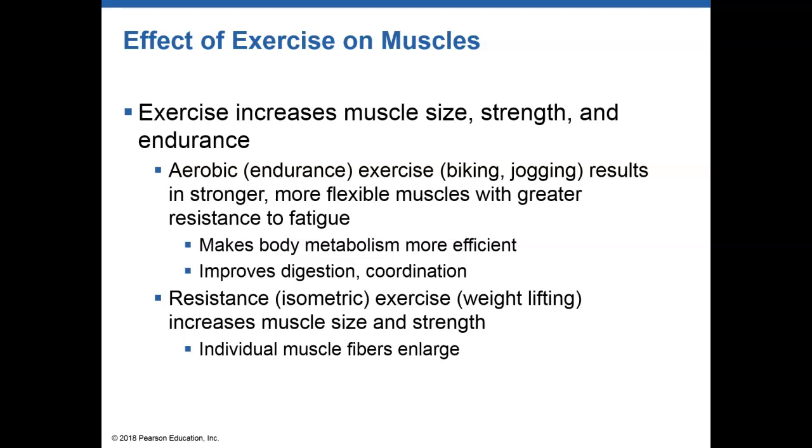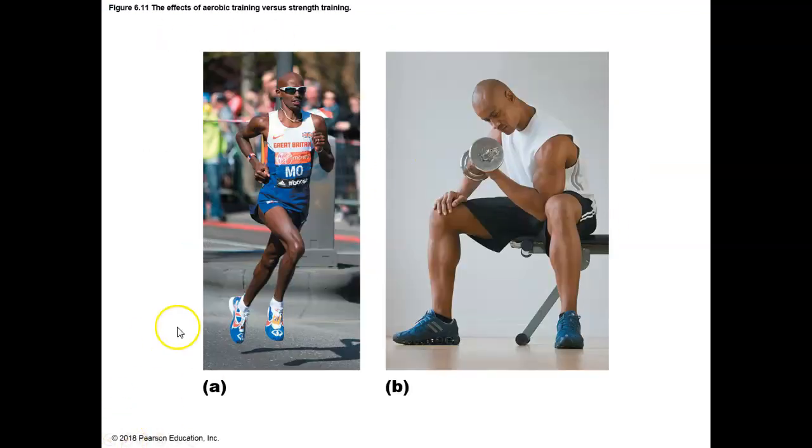The other activity you can do to increase muscle size and strength again is resistance training or weightlifting. So in this case, you are exercising and you're increasing the size of each muscle fiber. So here we have an individual who is running, so this is an endurance exercise. And here we have an individual who is lifting weights. This is a weight lifting exercise. Both are beneficial to maintaining muscle strength as well as muscle tone for the body.